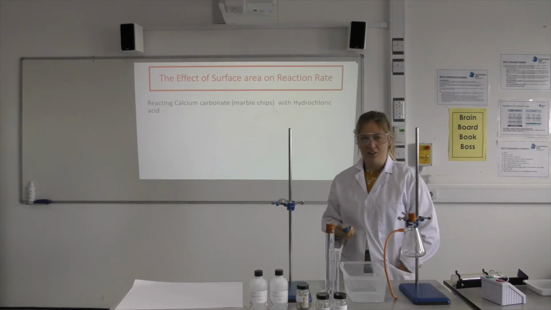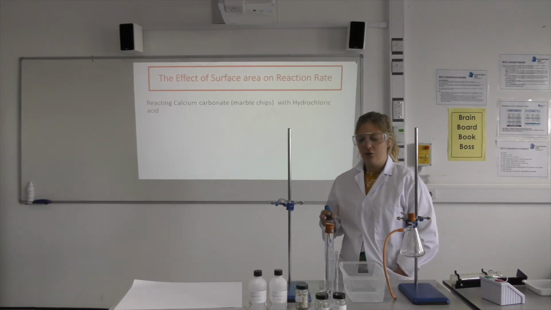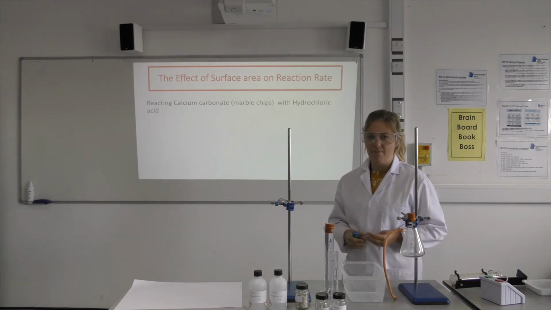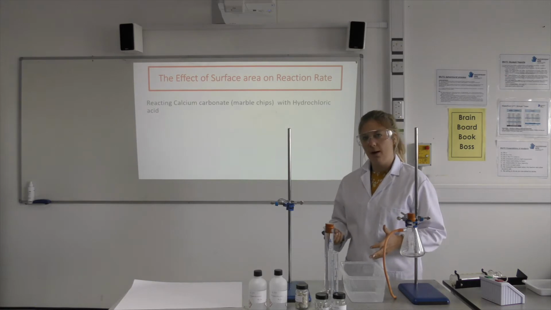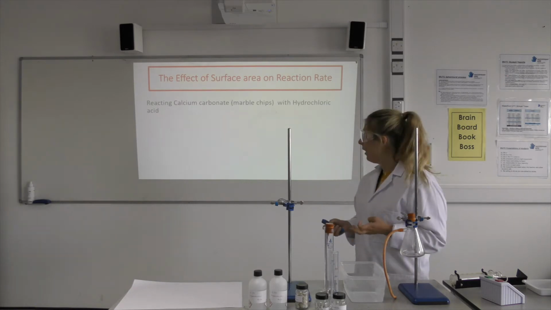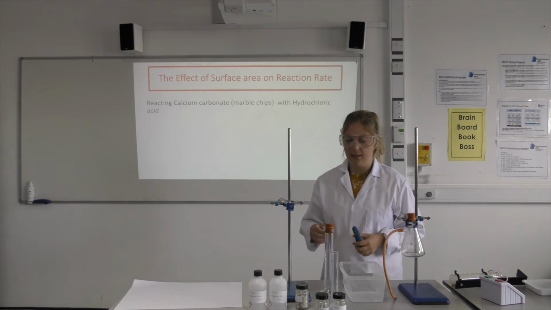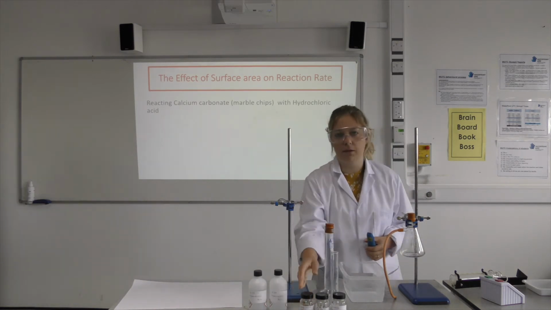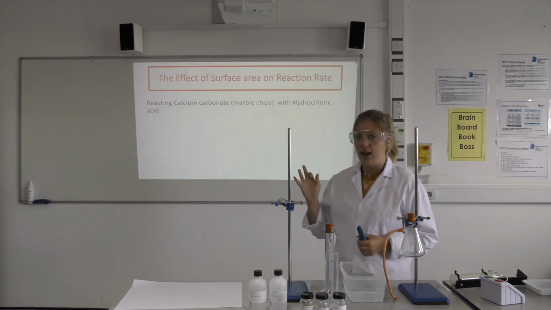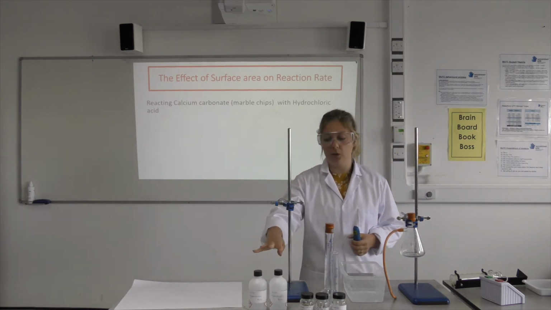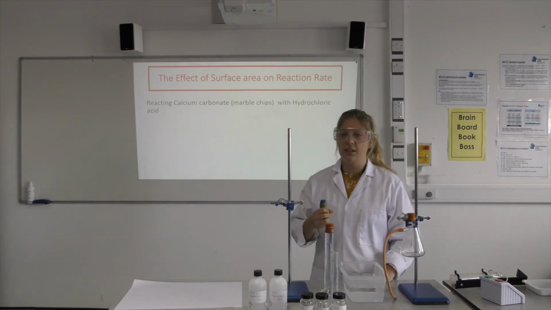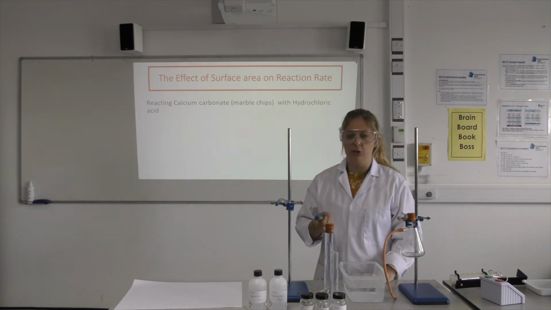Okay, so let's look at the practical now, and I'm going to talk you through what the different variables are. This is a really commonly asked practical when it comes to exam questions and exam papers. We're going to be reacting calcium carbonate or marble chips with hydrochloric acid. So we've got our marble chips, we've got our hydrochloric acid, and we're going to look at the effect of surface area on the reaction rate.